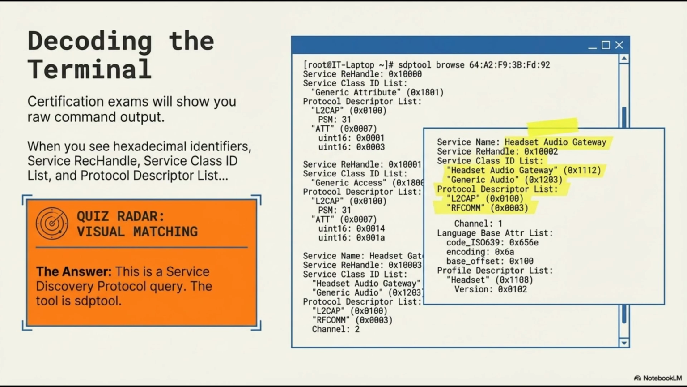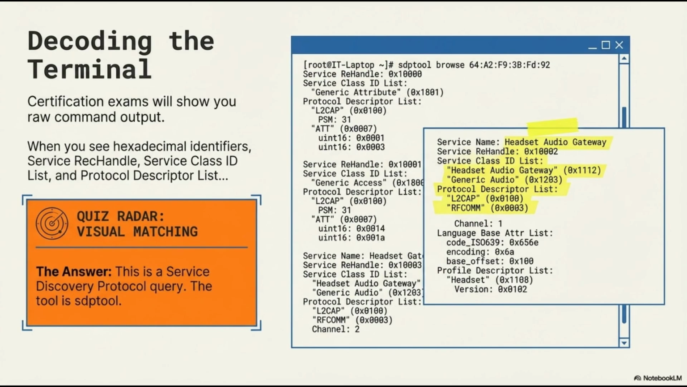You have to be able to read the matrix. It can be intimidating, but you just have to look for the structural clues. Like what? The slide shows a terminal output block. Look past all the hexadecimal numbers and zero in on the text labels. When you see phrases like service RIC handle, service class ID list, and protocol descriptor list, you are looking at a service discovery protocol query.